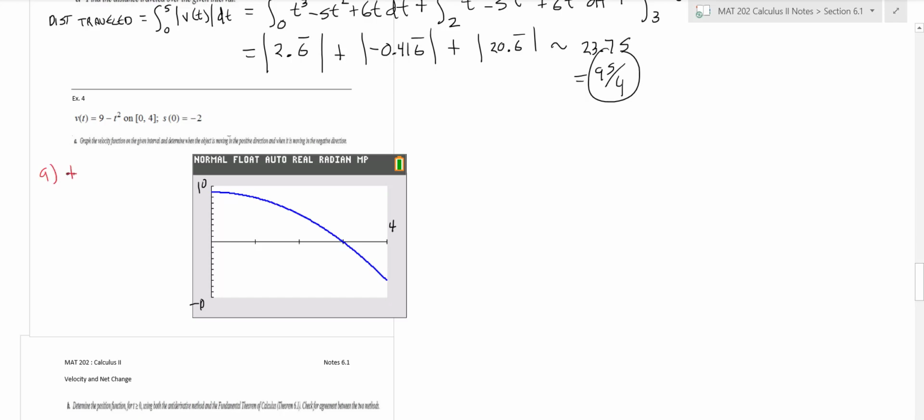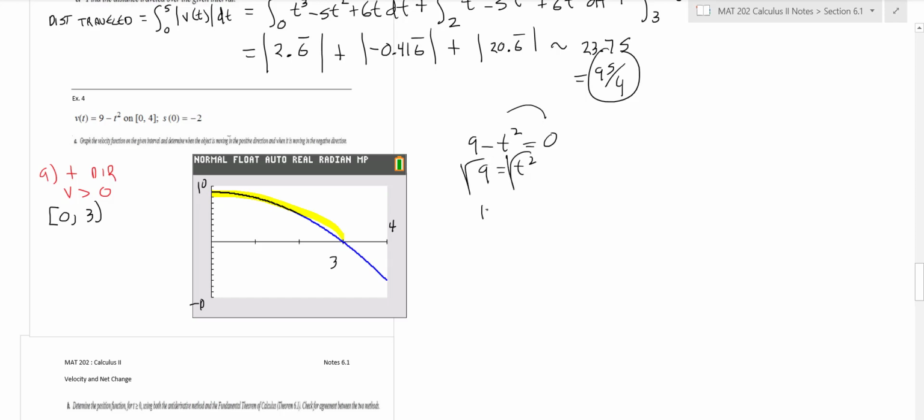I'm going to just quickly go over this. Okay, positive direction, what are you looking for? When the velocity is greater than 0. So the positive direction is going to be there to there. Okay, so that's going to be bracket 0, 3 parentheses, like that. The way you find that 3 too is you just say 9 minus t squared equals 0. Solve this equation.